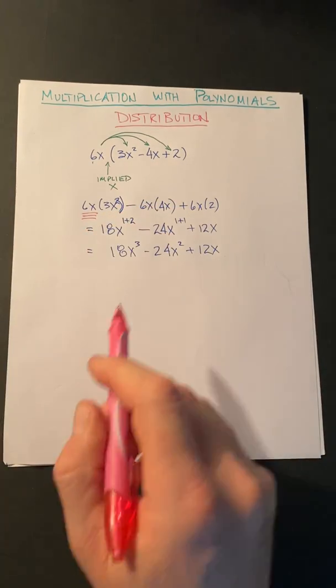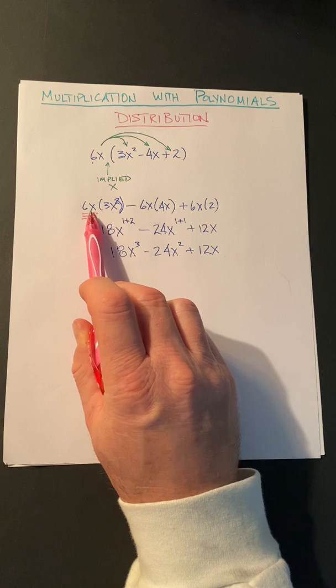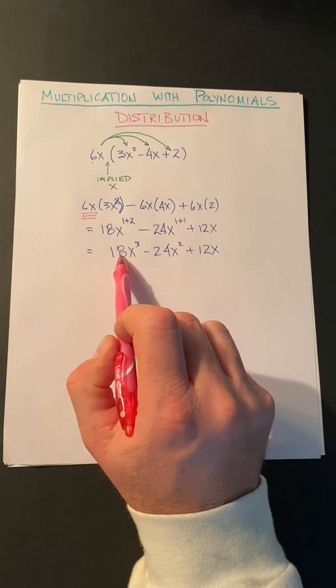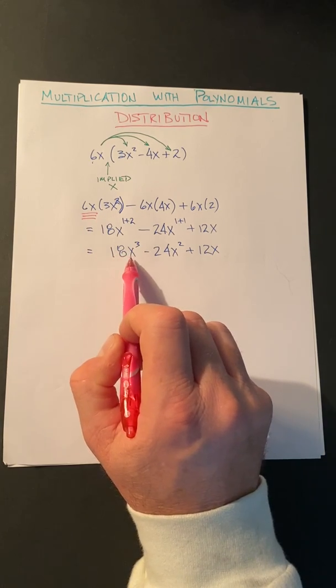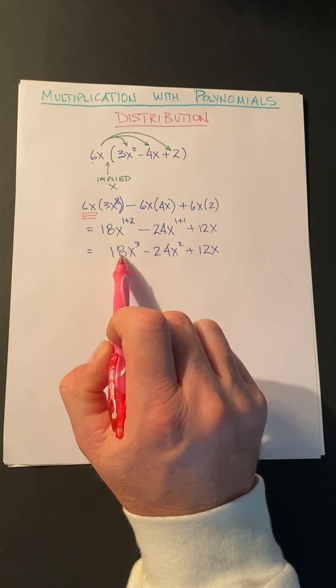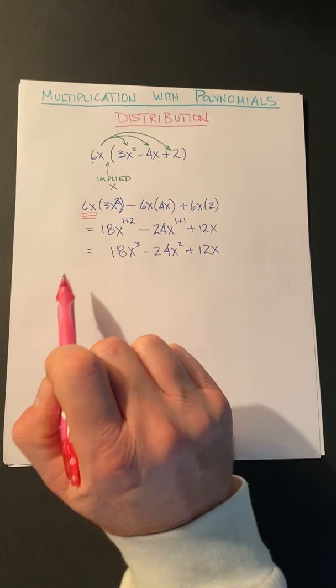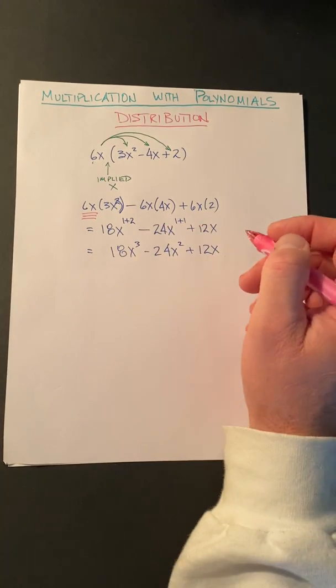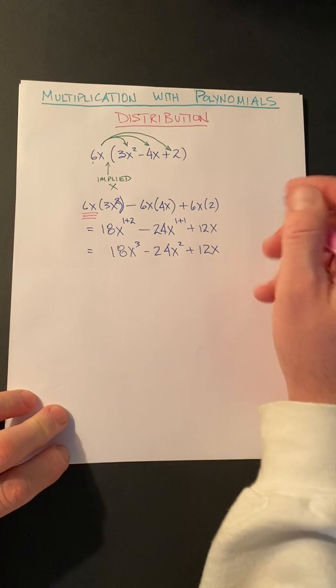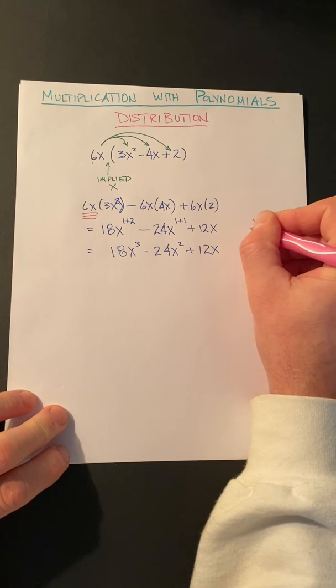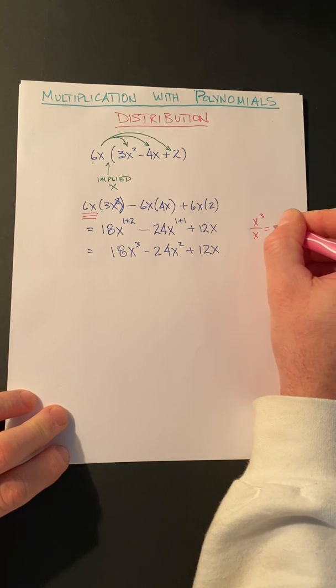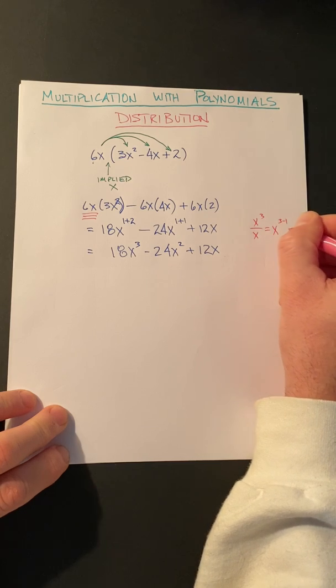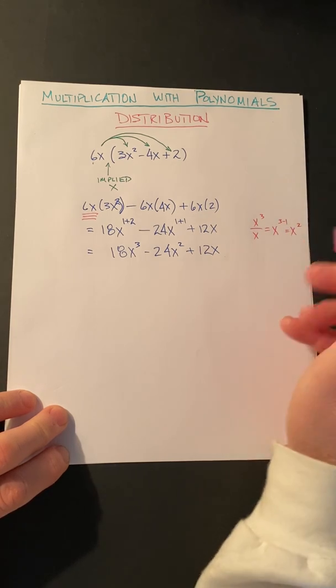okay, could I see where this term goes into this term, all right? Will 6 go into 18? Yes, 3 times. Will x go into x cubed? Sure it will. Remember, that's just that division we used to do, where I have x cubed over x, and that becomes x to the 3 minus 1, or x squared.